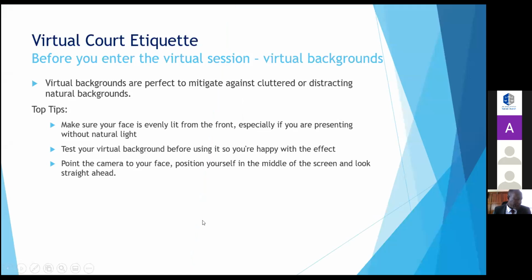Next. During the court session, make sure your face is evenly lit from the front, especially if you are presenting without natural light. Test the virtual background before using it so you are happy with the effect. Point the camera to your face, position yourself in the middle of the screen and look straight ahead. In most cases, because of poor positioning, the judicial officer will be asking, where are you? I can't see you. Others will only be seen with the top part of the face and not the real face. Although the voice is being heard, it's good for the advocate to be seen when addressing the court. Move on.